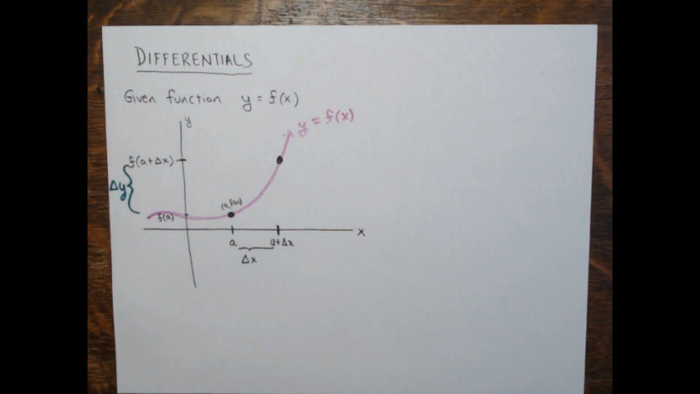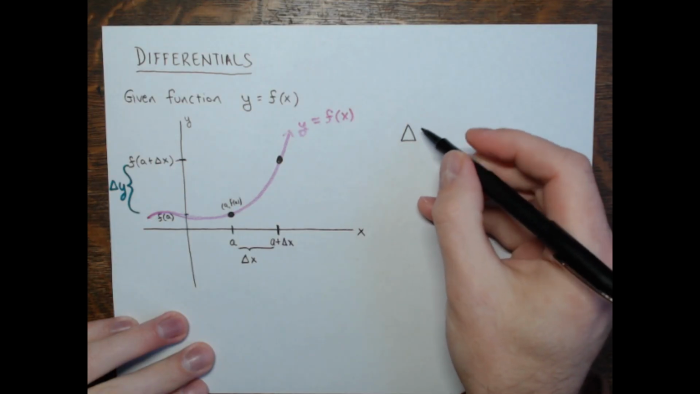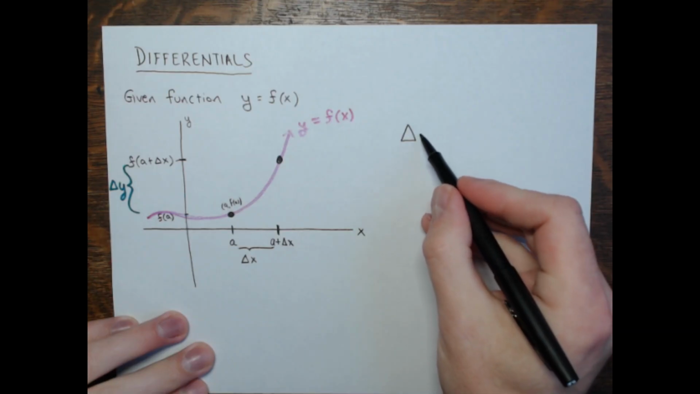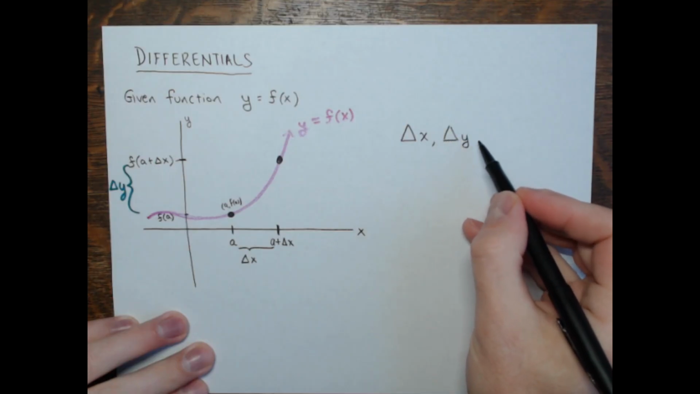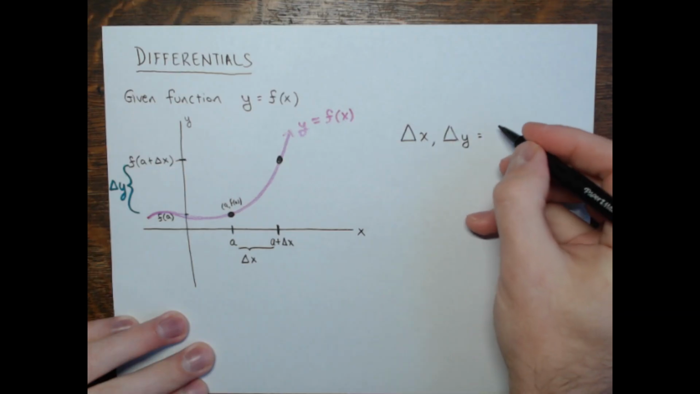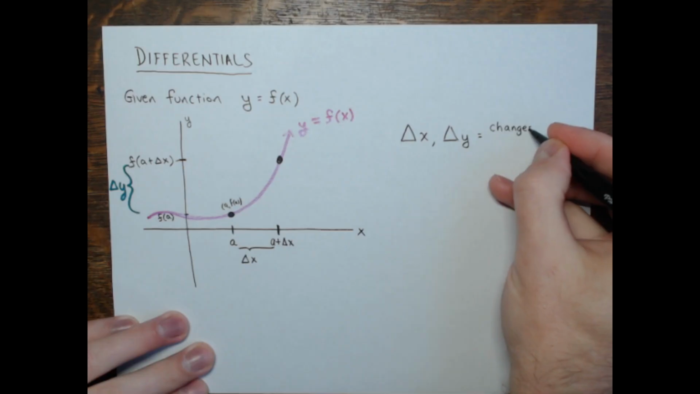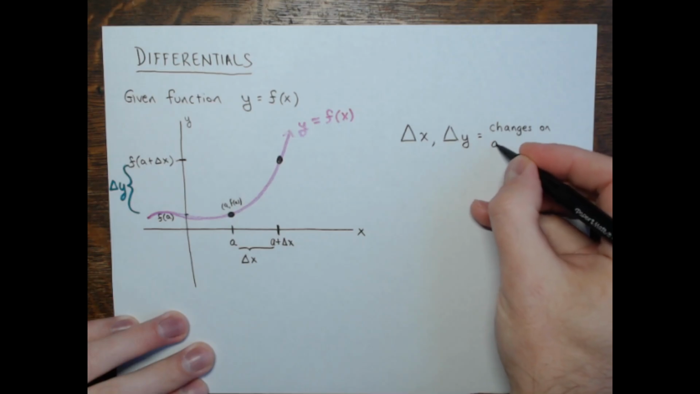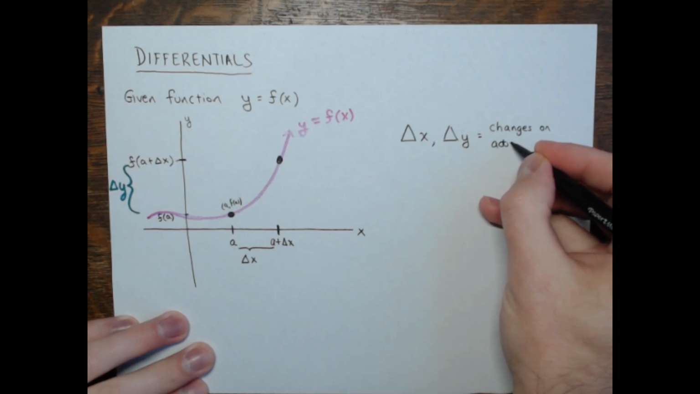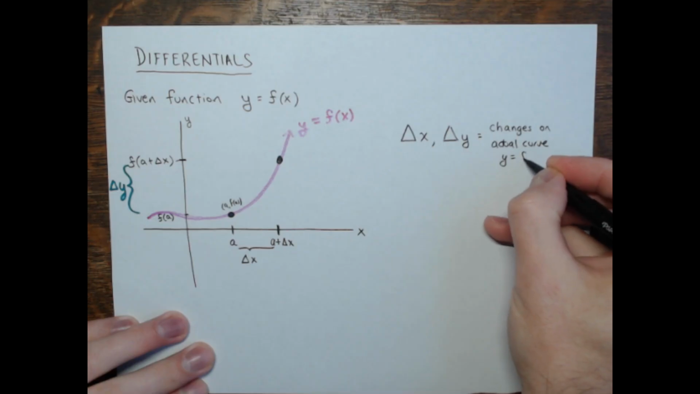All right, we've seen these already. So when you see the delta show up, so delta x, delta y, these represent changes on the actual curve, y equals f of x.